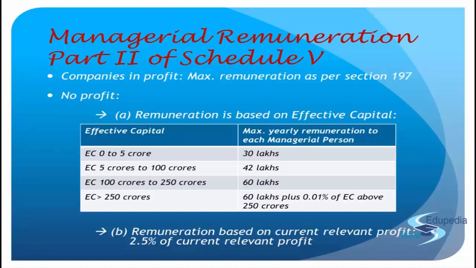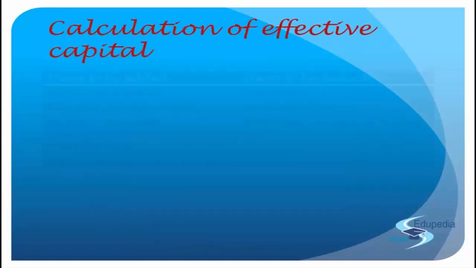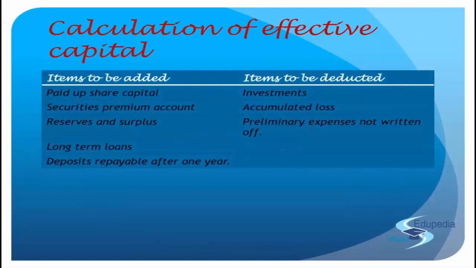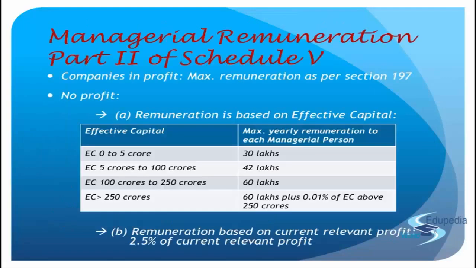So all the points that I have discussed, all these have to be there. Don't just mug up even this slide, right? What has to be included, what has not to be included. No short-term loans, no bank overdraft, nothing. Reserve and surplus, no revaluation reserve. Investment, not in case of investment companies, right? All these things you need to have on your tips so that you can calculate an effective capital. Plus, on the basis of that, you can calculate the maximum remuneration, right? And then you can give the appropriate answer.